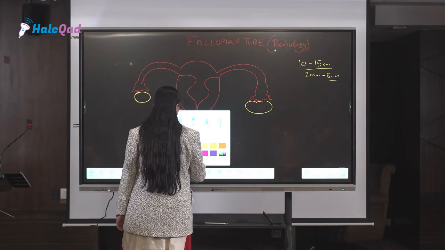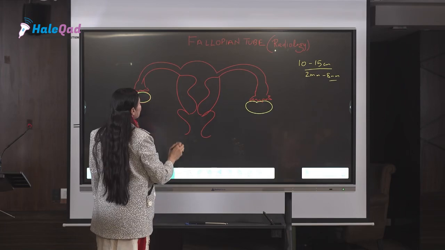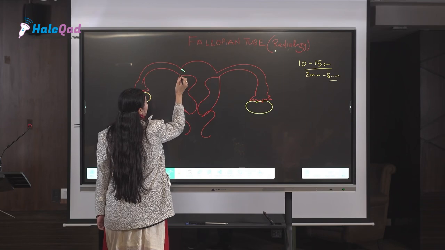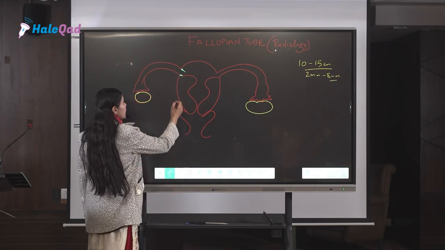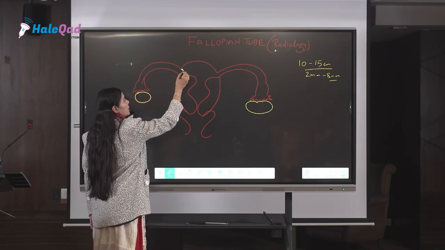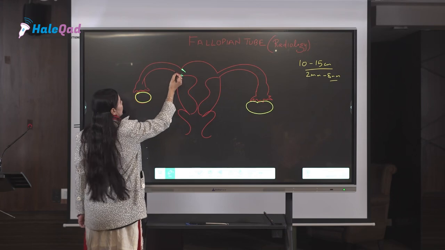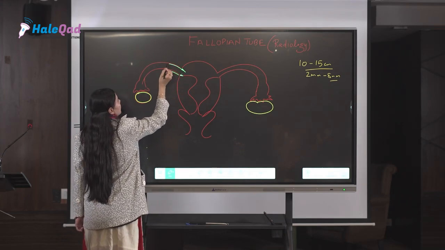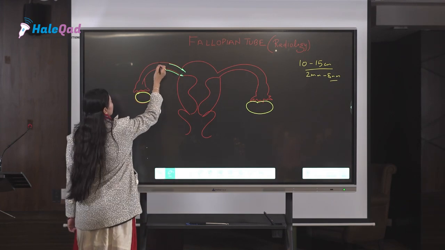So when we are looking at this tube, how this tube starts, there is a small intramural segment of this tube. This intramural segment is embedded inside the myometrium of this uterus. Then after that you have the interstitial segment. Then comes the next part.